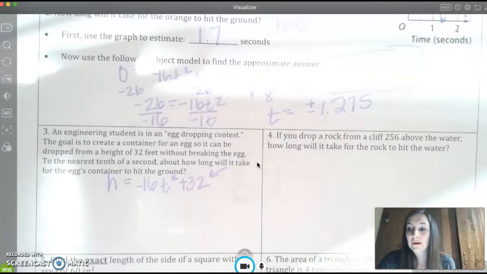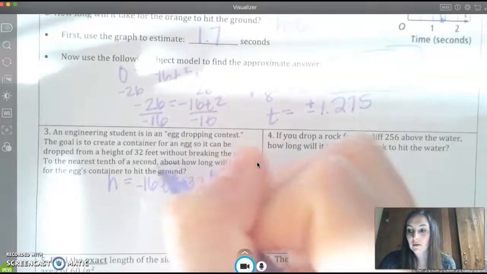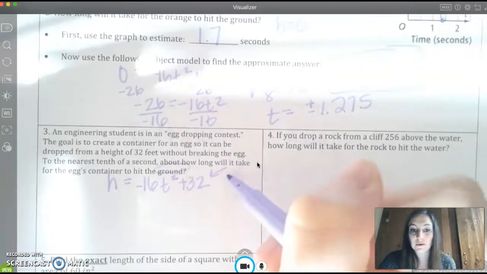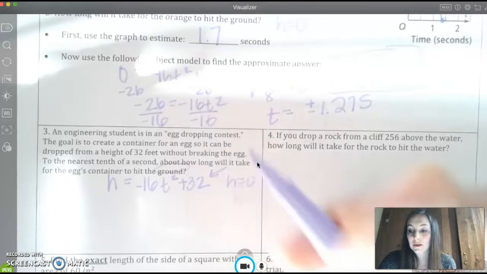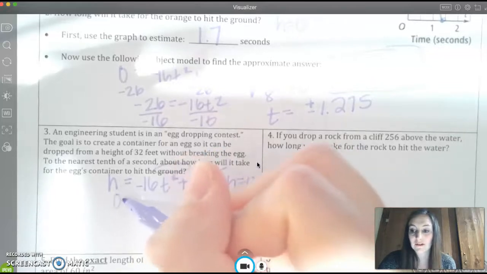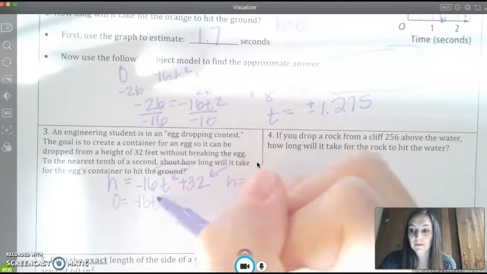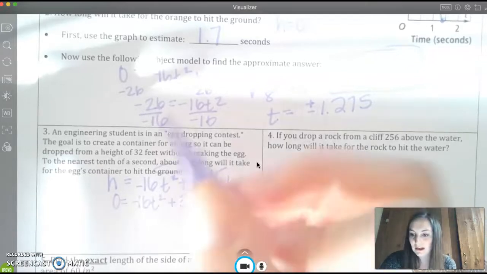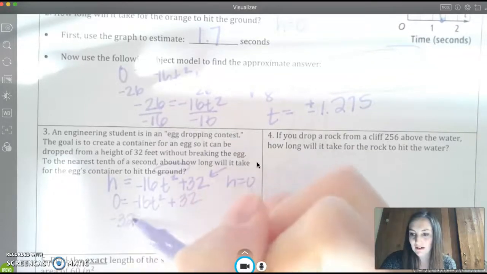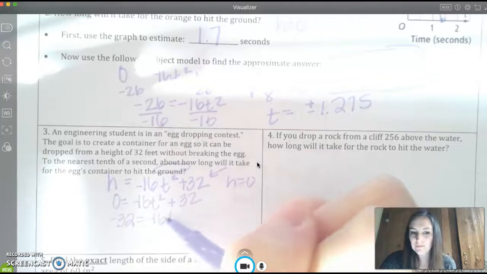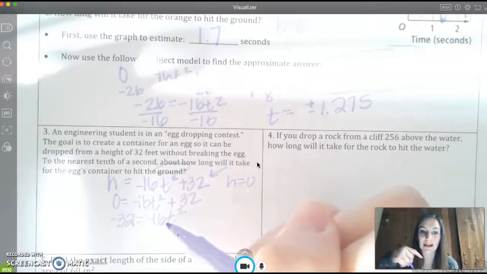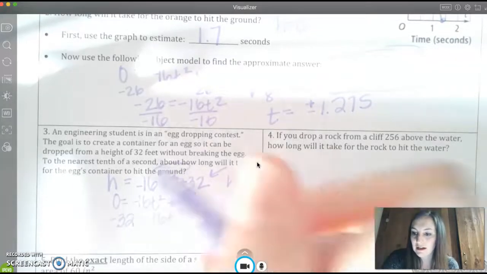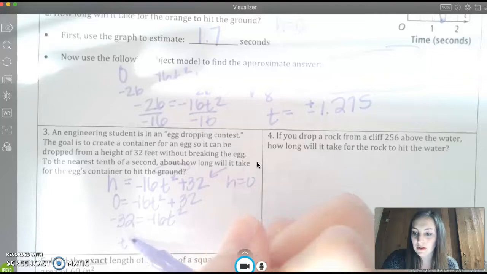So it asks when it will hit the ground. Well, again, ground is always asking when does h equal 0. So all I need to do is set this equal to 0. So 0 equals negative 16t squared plus 32. I subtract 32 from both sides, so I get negative 32 equals negative 16t squared. I'll divide both sides by negative 16. And so t squared equals 2.